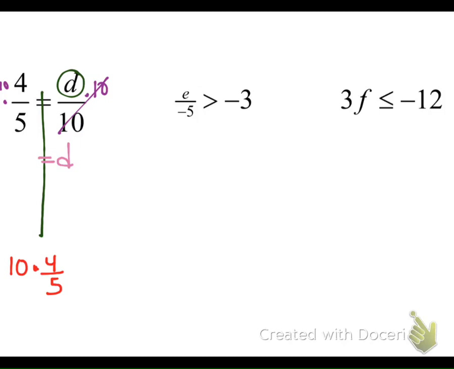Okay, so I have a whole number times a fraction. In order to change a whole number to a fraction, what do I put under it? A 1. When I multiply fractions, I like to reduce at the beginning. Can I reduce any numerator with any denominator here? 10 and 5. What are they both divisible by? 5. So what's 10 divided by 5? 2. 5 divided by 5? 1. Can I reduce anything else?